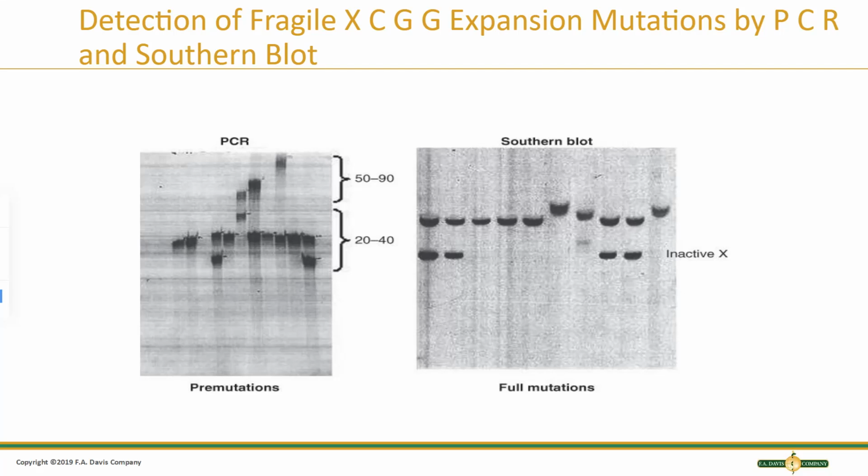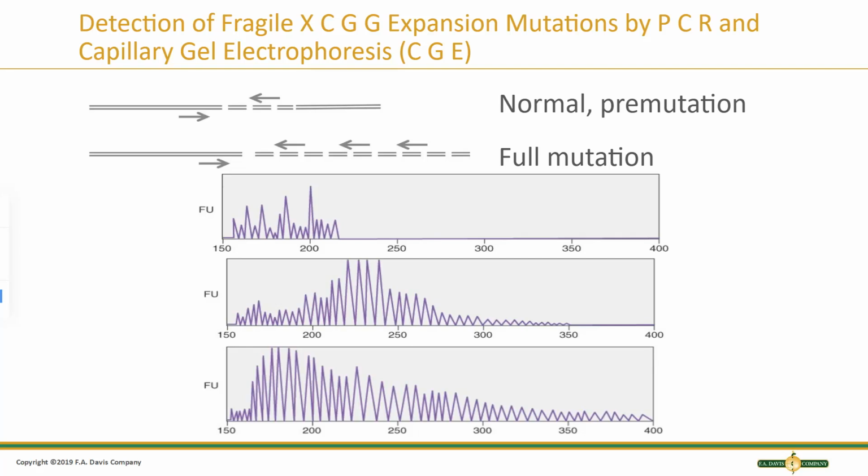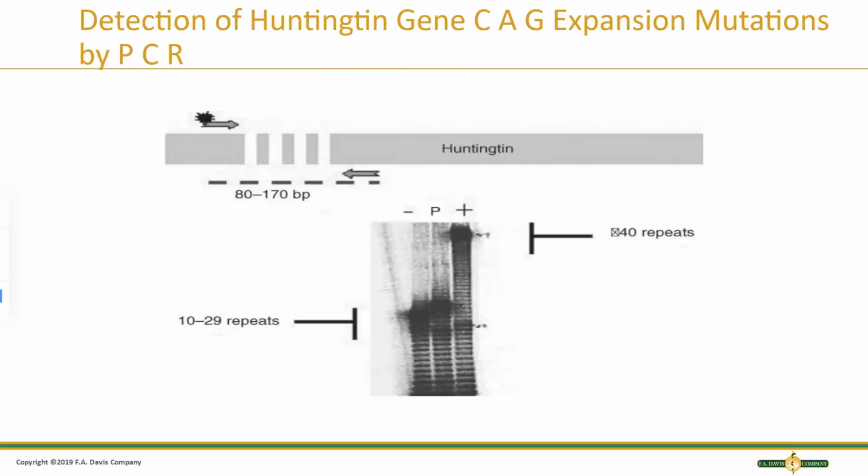And this can be detected by PCR and Southern blot, and by capillary gel electrophoresis. So the normal, pre-mutation, and full mutation are found. Detection of Huntington gene CAG expansion mutations by PCR.